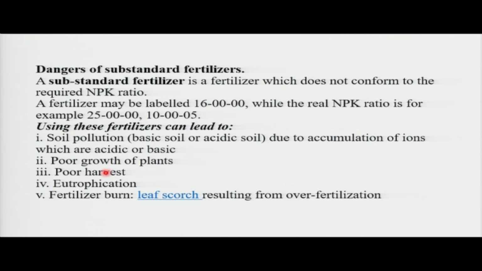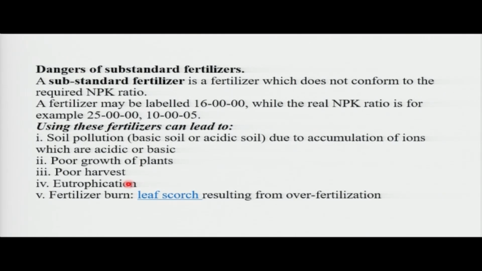It can cause a poor harvest. For example, if you want to produce a high yield of crops and you buy a substandard fertilizer, it will obviously cause a poor harvest. Then eutrophication, which we said, can you define eutrophication for us? Yeah, we said eutrophication is the existence of excess nutrients in our water bodies as a result of runoff from the land. Then we can also have fertilizers burning or scorching our crops.